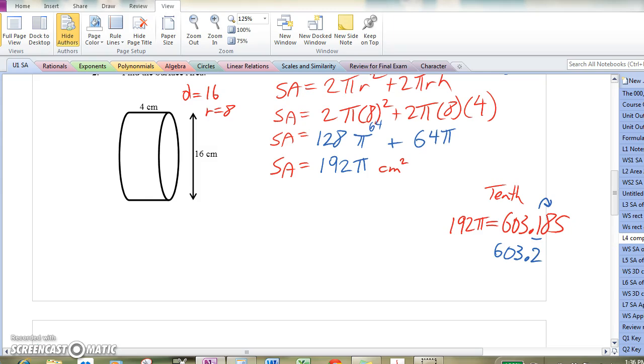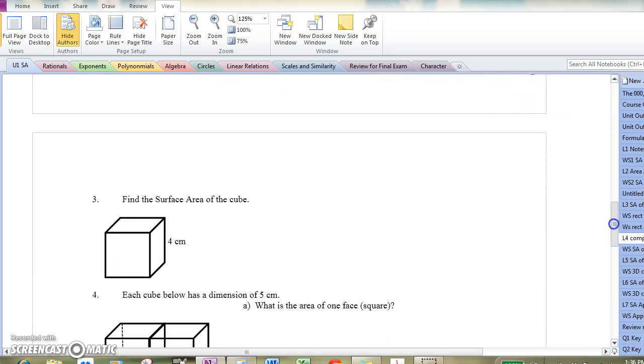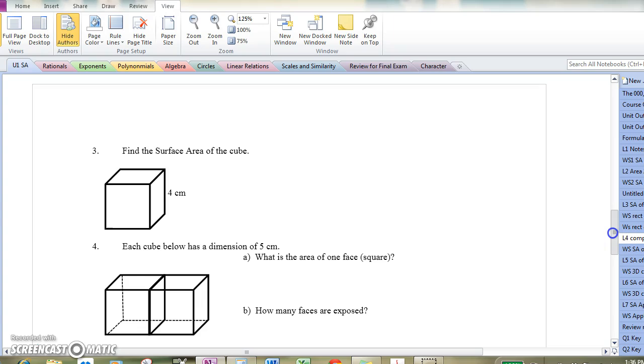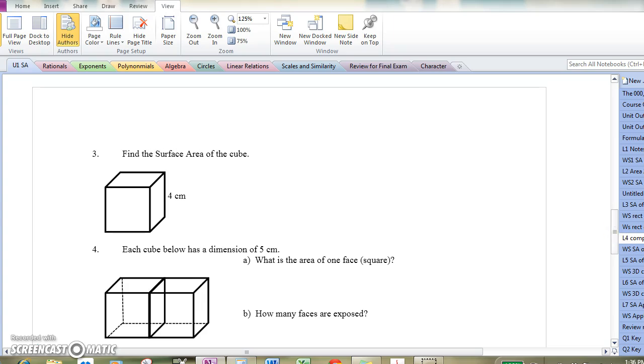Okay. Do you need to write all this work down for your cylinders? Absolutely. Okay. Tomorrow we're going to do cylinder on a cylinder stacked up. So you need to make sure you're following along. Okay. Turn over, next page.